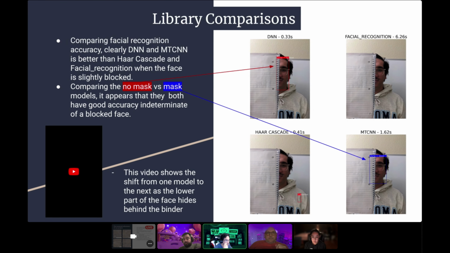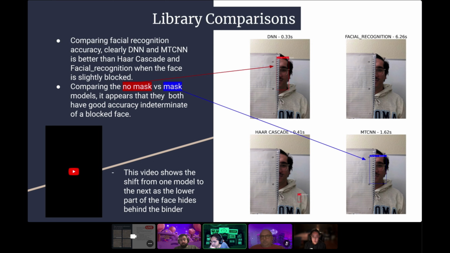We tried multiple libraries to find face locations, and we found that DNN happened to be the best. But here are 4 test libraries. One of them is DNN, the other is MTCNN, and then we have the lesser models, face recognition, which is based off of Dlib, and Haar cascade, which is another one of CV2. You can see that face recognition and Haar cascade cannot quite find the face if it is obstructed, while DNN and MTCNN have better accuracy.